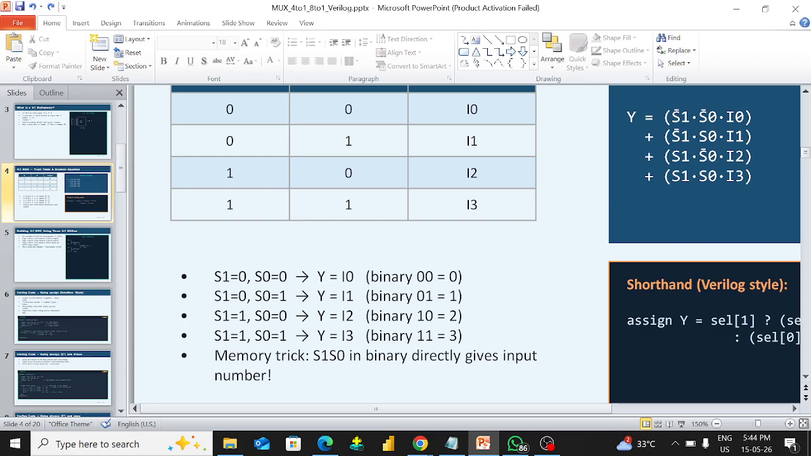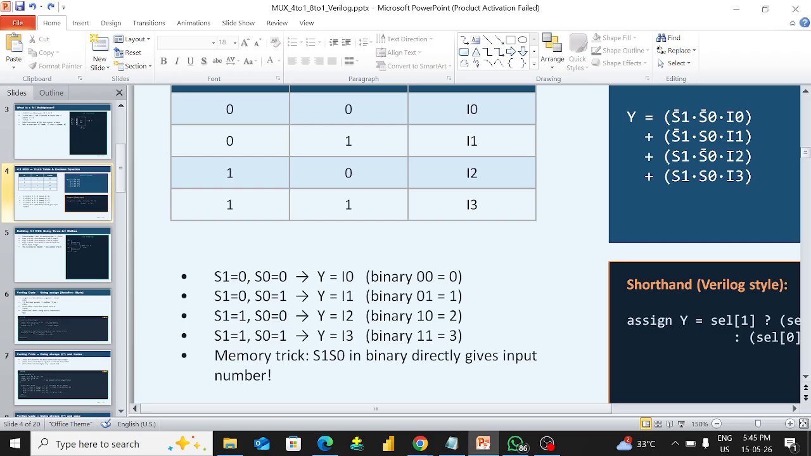S1 will become 0, S0 is 1. But here we have a NOT operation, right? NOT operation means it converts 1 to 0. For the AND operation both inputs are 0 here. What will the AND operation become? It gives 0, right? So 0 with any input will become false. So y doesn't have I2.